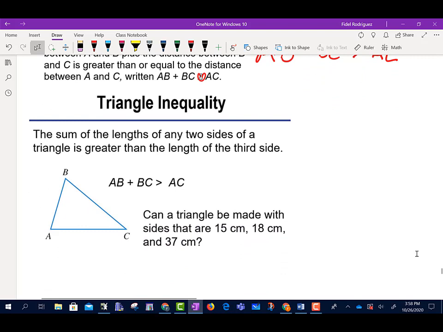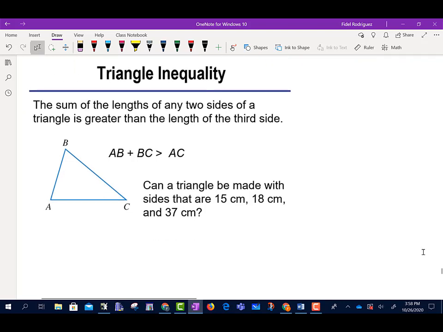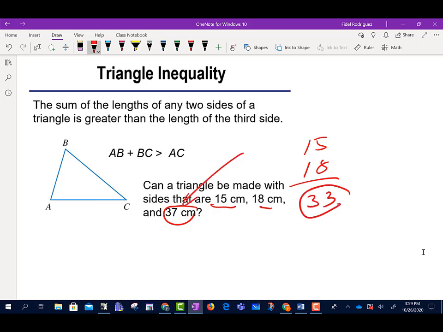The triangle inequality says the sum of the lengths of any two sides of a triangle is greater than the length of the third side. It says, can a triangle be made with sides that are 15, 18, and 37? So 37 is obviously the biggest distance. So we're going to add up these two here. When I take 15 and 18 and add them together, I get 33. And that is supposed to be bigger than the third side. So is this possible? We would say, no, it's not possible.